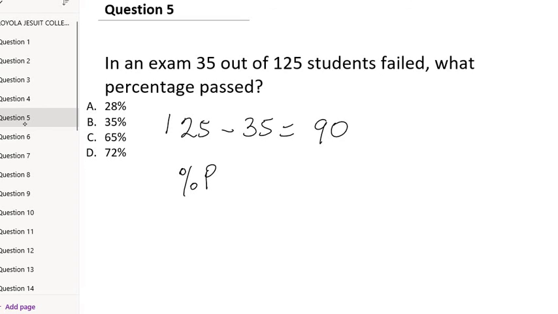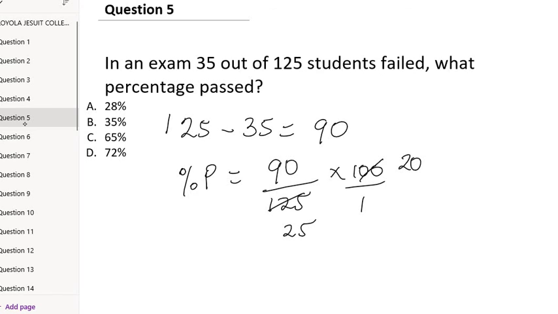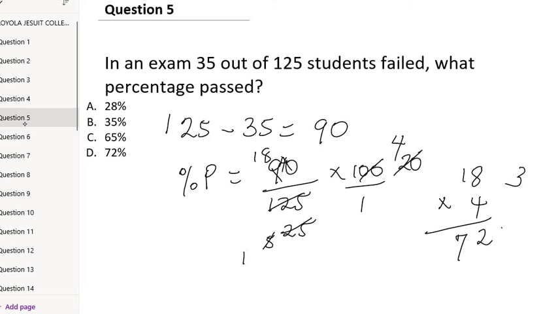Percentage that passed will be 90 that passed out of how many students there are, 125, times 100 over 1. 5 into 25, 5 into 20, 5 into 4, 5 into 5, 5 into 1, 5 into 9, 1 remainder 4, 5 into 40 is 8, that's 18. 18 times this 4, 4 times 8, 32, put 2, bring 3, 4 times 1, 4 plus 3, 72% passed. So the right option is D.